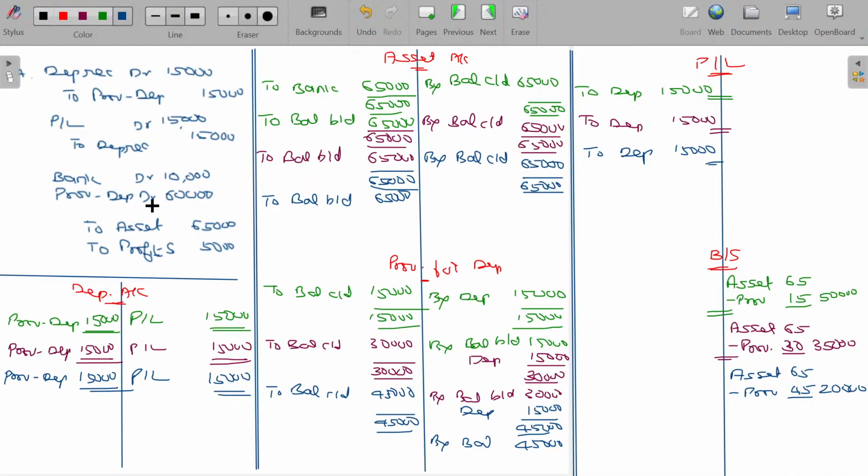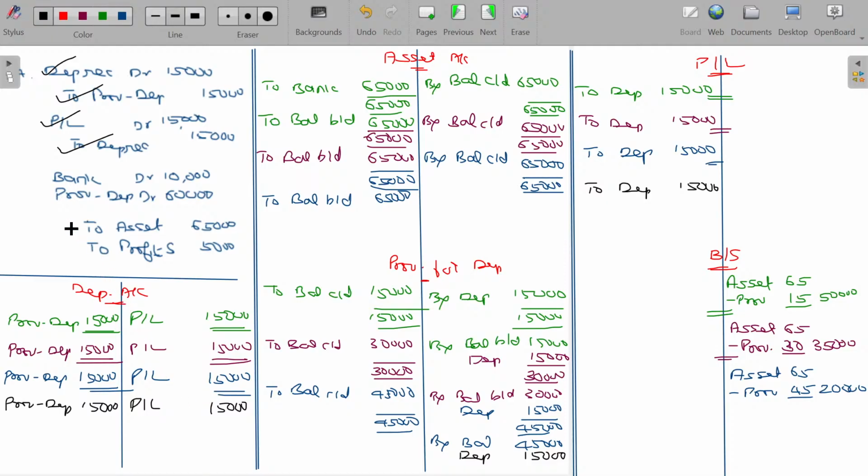Now we move on to the last year. In the last year, depreciation. In depreciation, provision for depreciation being 15. And in provision for depreciation by depreciation, 15. In P&L account, to depreciation, 15. In depreciation by P&L account, 15.